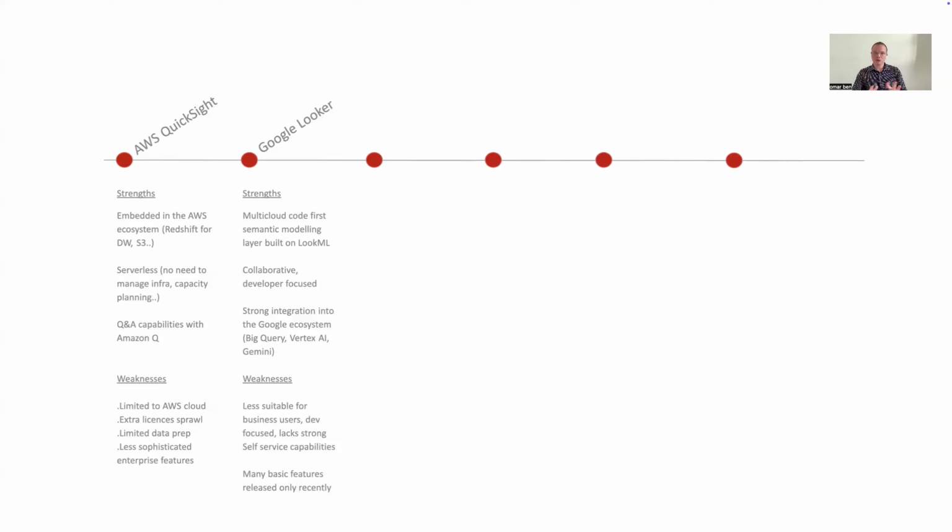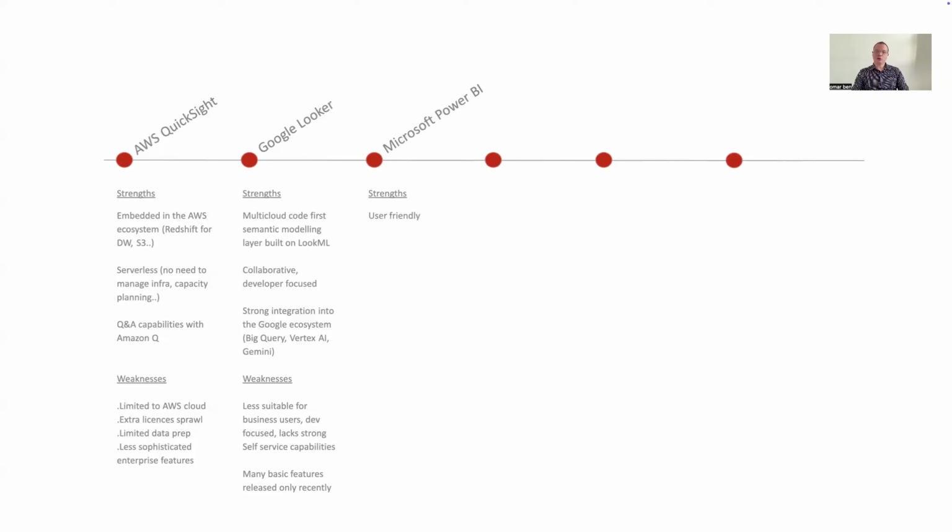However, if you are only looking at the Google marketplace and if you're embedded into the Google ecosystem, then chances are Google Looker would do the job. However, if you still need to have a user base that is very tech savvy, and there's a steep learning curve to make sure that the solution is working.